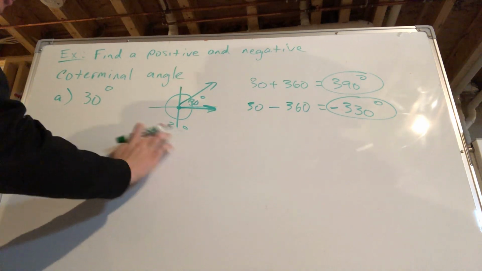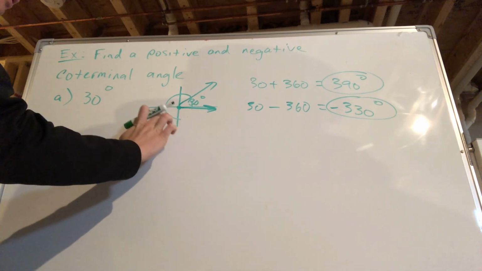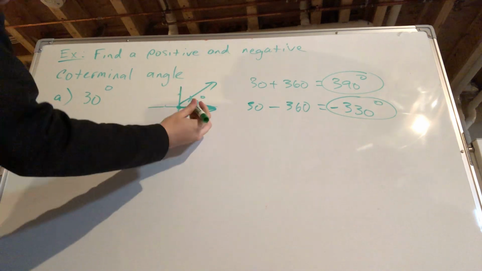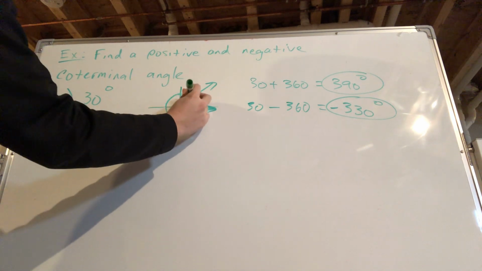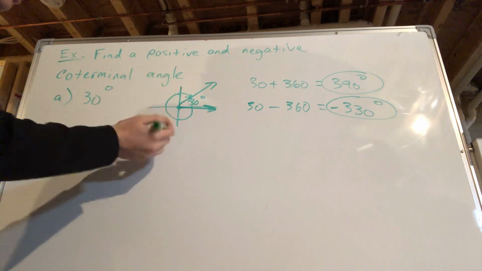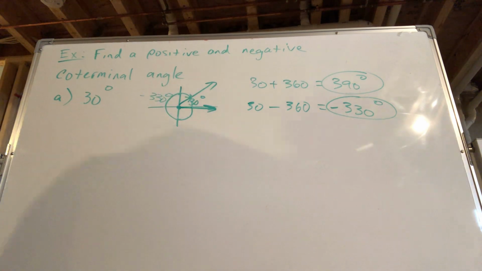Now I could also just go backwards instead of going positive. Probably should use a different color, but I could have gone negative that amount. So instead of going counterclockwise 30, I could also go negative 330, counterclockwise. Or sorry, clockwise is what I meant to say. Okay, so that is the idea. Hopefully that's pretty easy. Let's keep going.